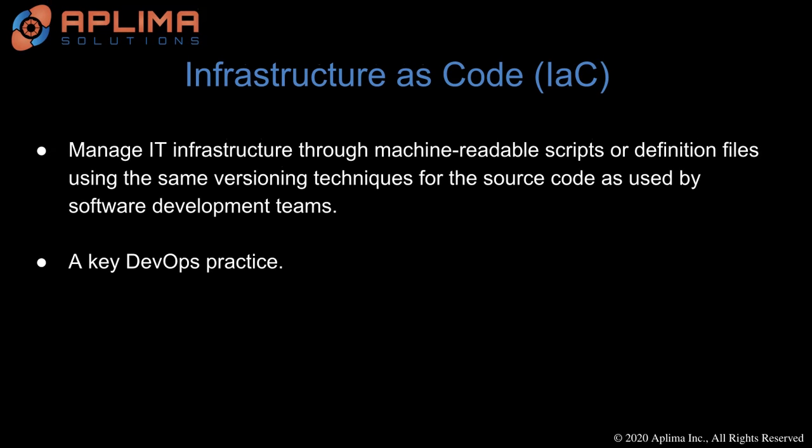Infrastructure as Code allows you to manage your IT infrastructure through machine-readable scripts or definition files using the same versioning techniques for the source code as used by the software development teams. Now, if you think about DevOps, DevOps is a movement to reduce barriers between dev and ops. And infrastructure as code helps remove some of these barriers and facilitates collaboration. And it aligns with a key DevOps practice: automate as much of your software delivery process as possible.